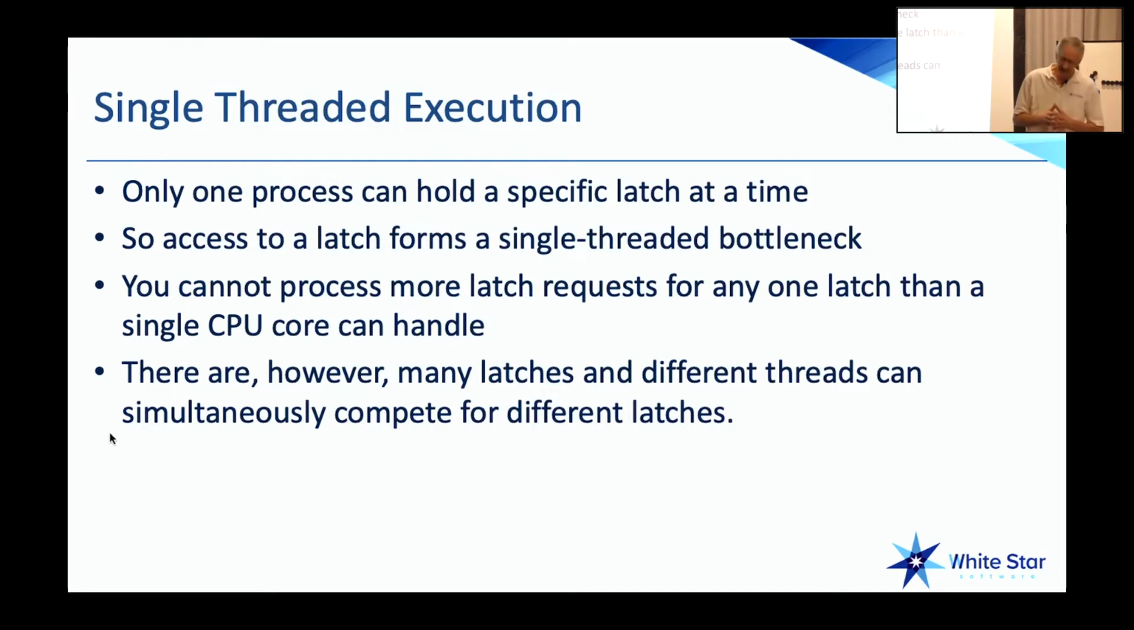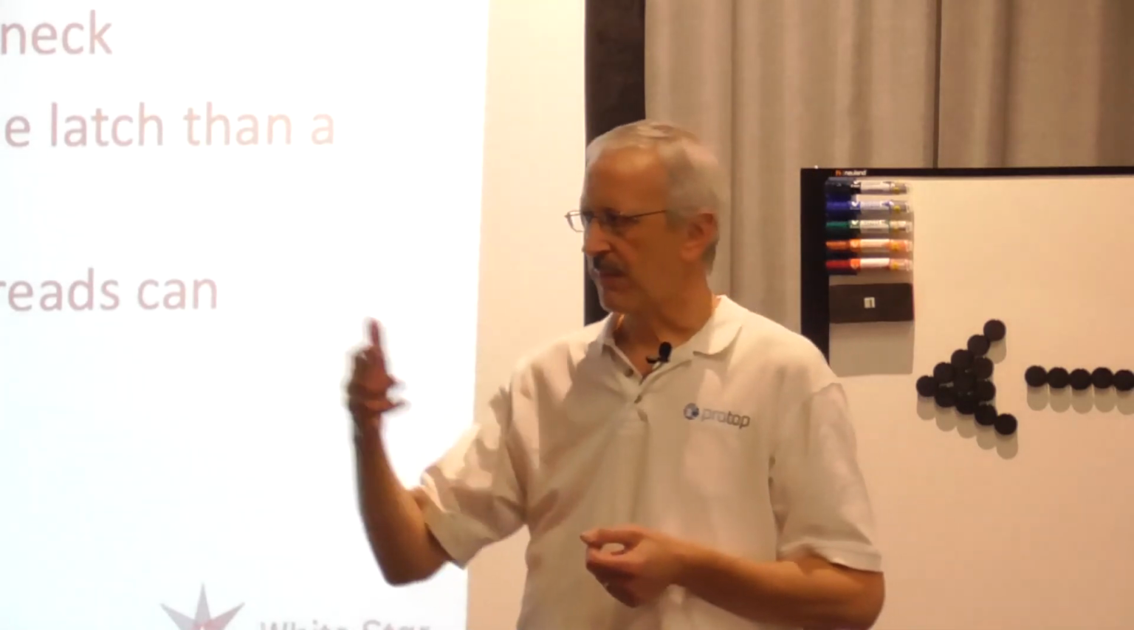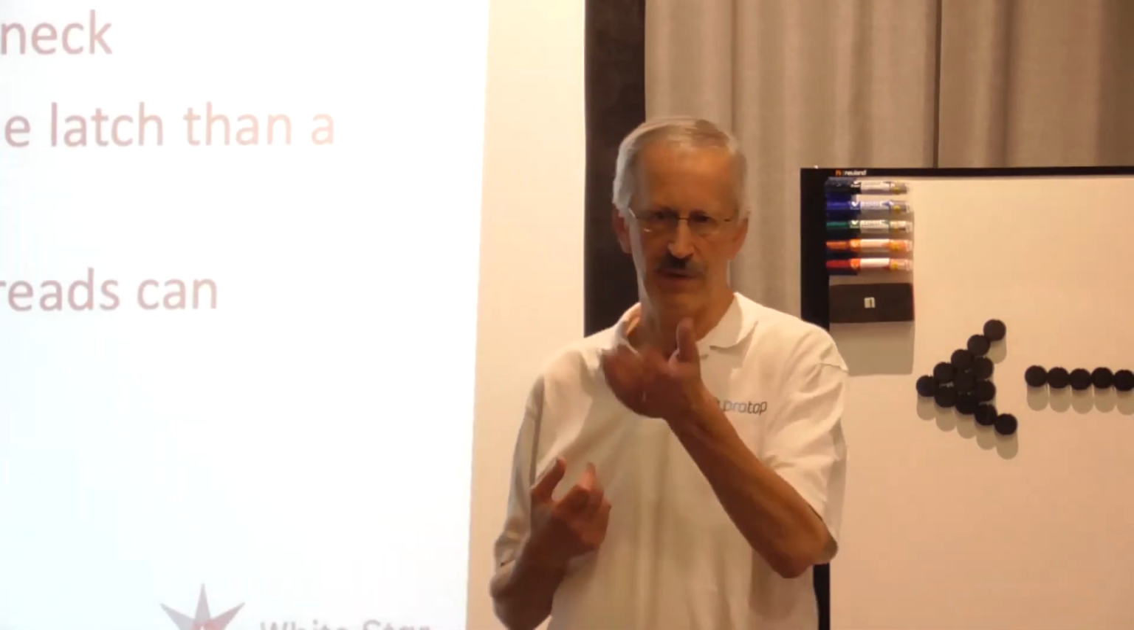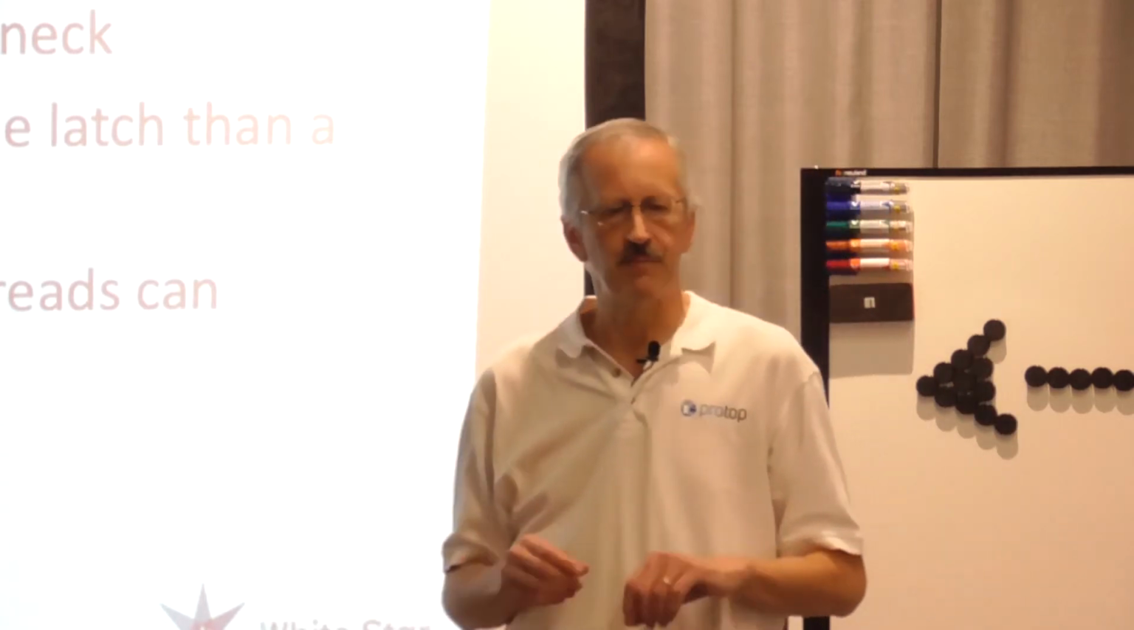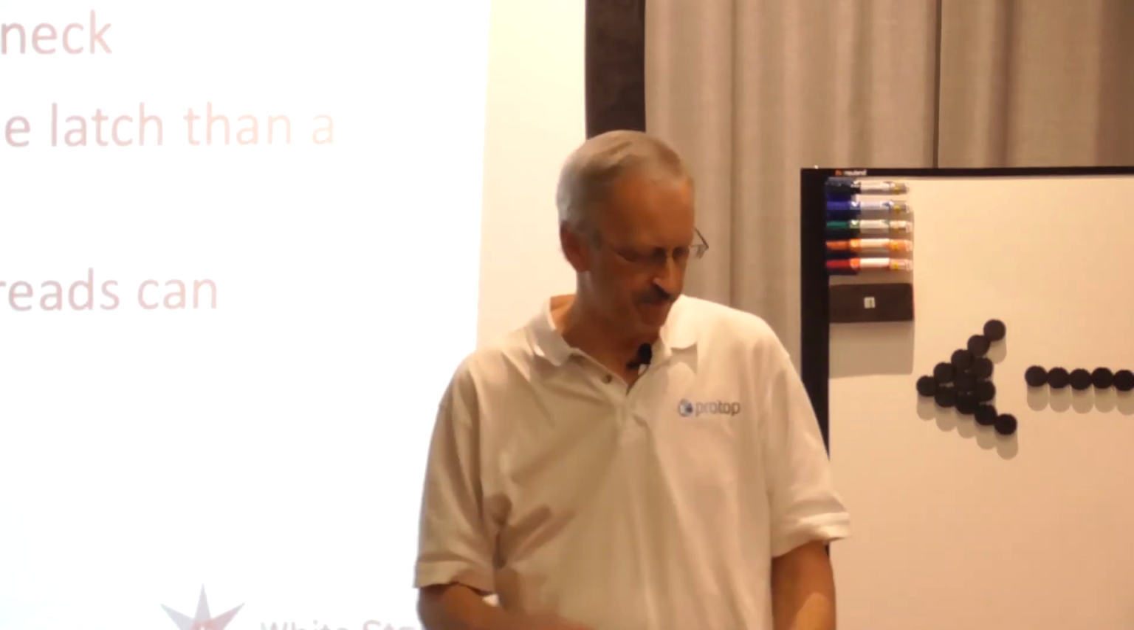You cannot process more latch requests for any one latch than a single CPU core can handle, but there are a lot of different latches, and different threads can simultaneously compete for different latches. So then you might be after the LRU latch, Paul might be after the OM latch, Peter might be after the MTX latch. All those things can go on simultaneously, but there's only one thread for each of them.